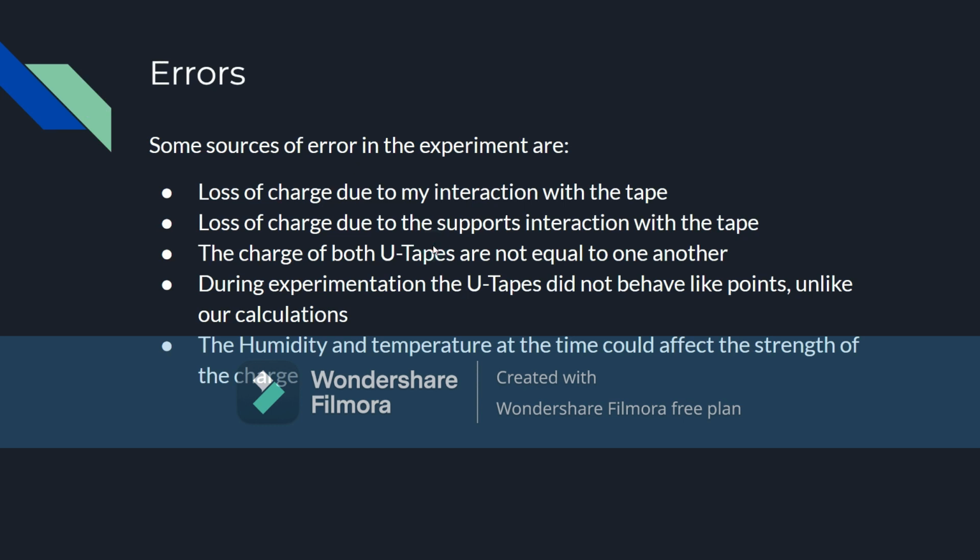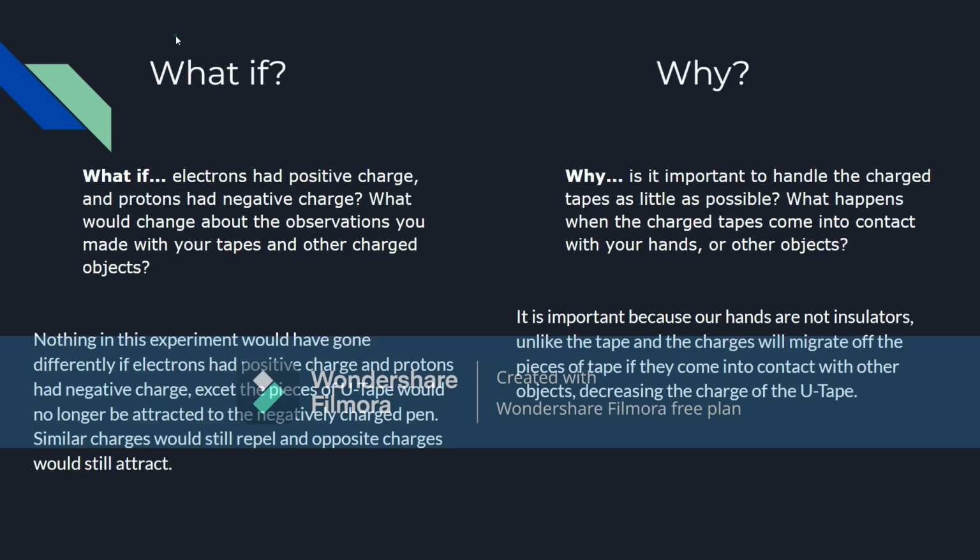Errors. Some sources of error in my experiment: loss of charge due to the interaction with the tape, loss of charge due to the support interaction with the tape, and the charge of both U-tapes not being equal to one another. During the experiments, the U-tapes did not behave like points, unlike our calculations, and the humidity and temperature at the time could have affected the strength of charge.